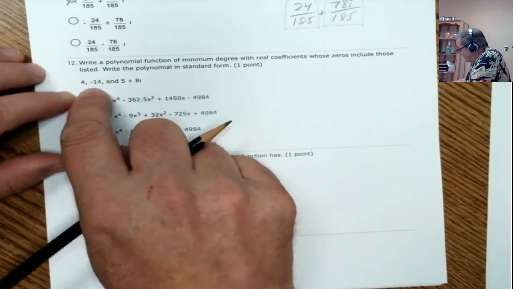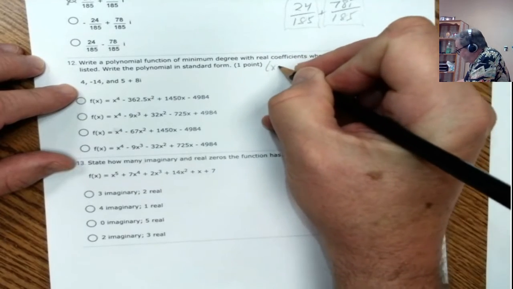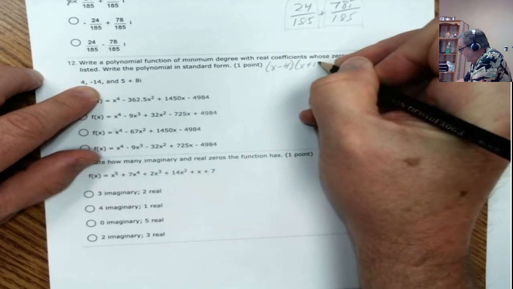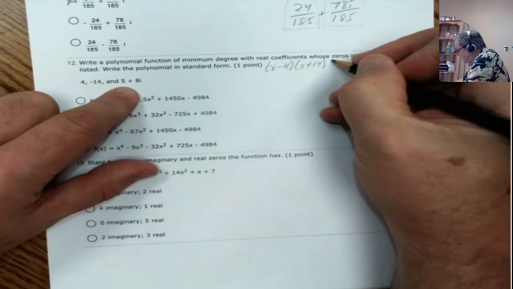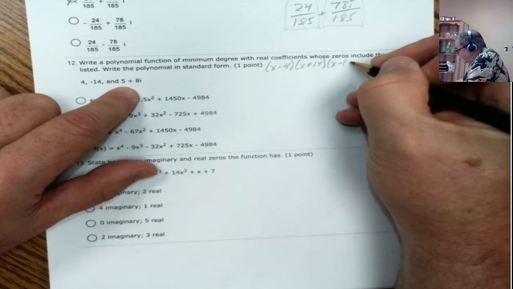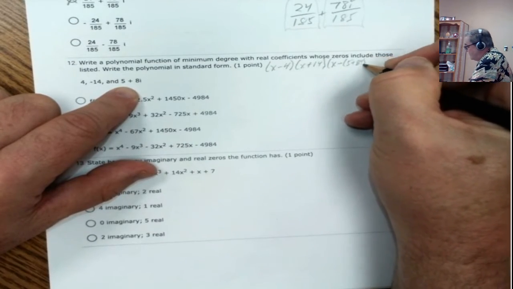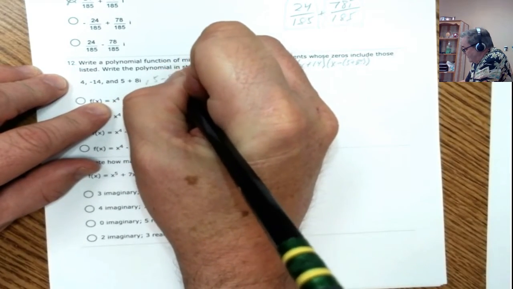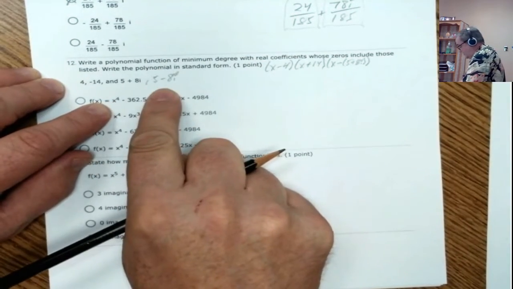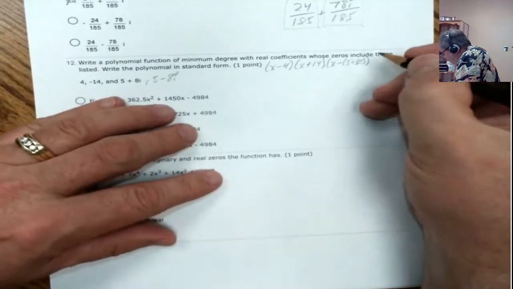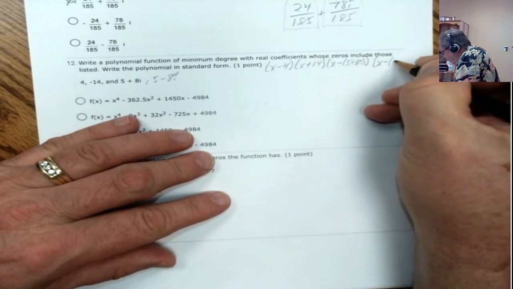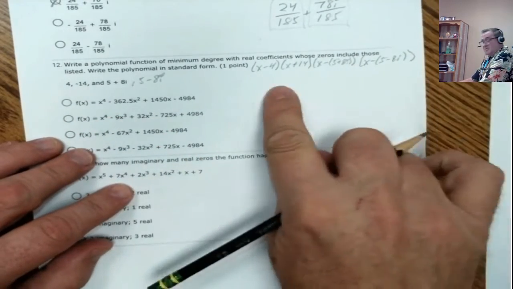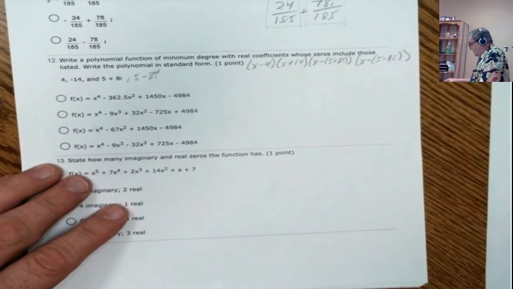So if 4 is one of the zeros, that means x minus 4 is one of our factors. If negative 14, that means x plus 14 is one of our factors. This is x minus parentheses 5 plus 8i. And if this is one of our zeros, then automatically its conjugate is also one of our zeros, because these always come in pairs if it's a zero. So there'll be x minus parentheses 5 minus 8i. So this is what we have to multiply together.